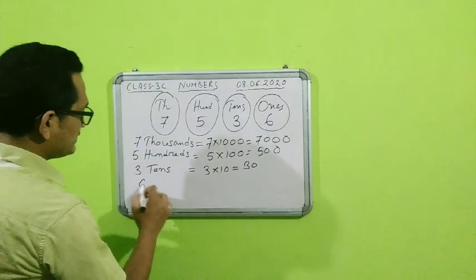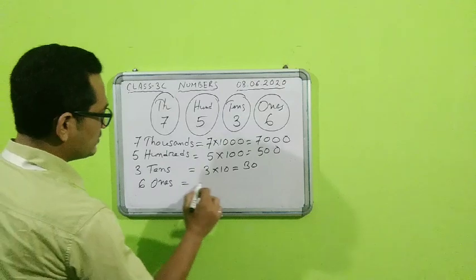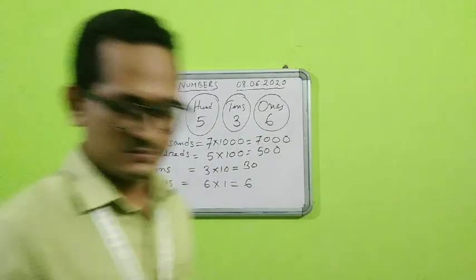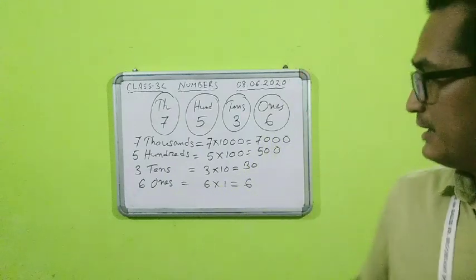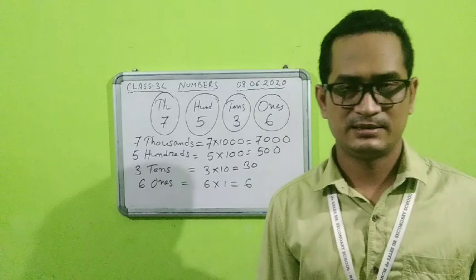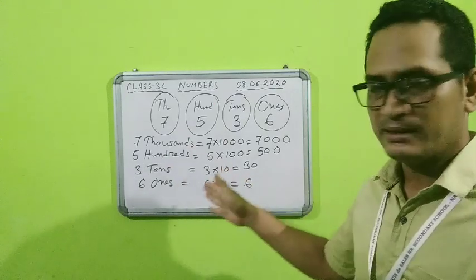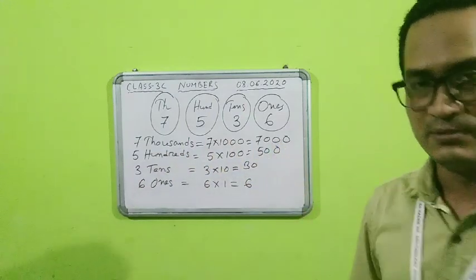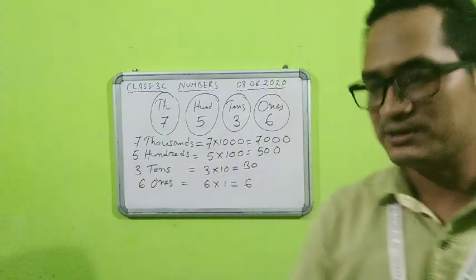And finally, what is that? That is 6 ones. 6 ones means 6 into 1, and that will be equal to how much? 6. So students, this way we can easily find out the place value of any digit in a 4-digit number. You need to simply multiply the place with the digit, and you will get the place value. So this is a very important concept, students.